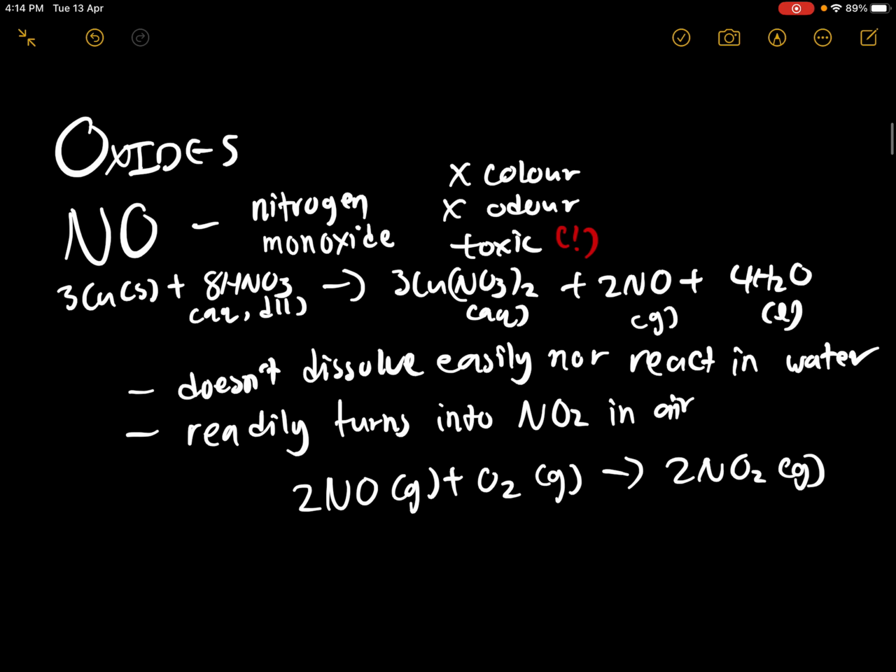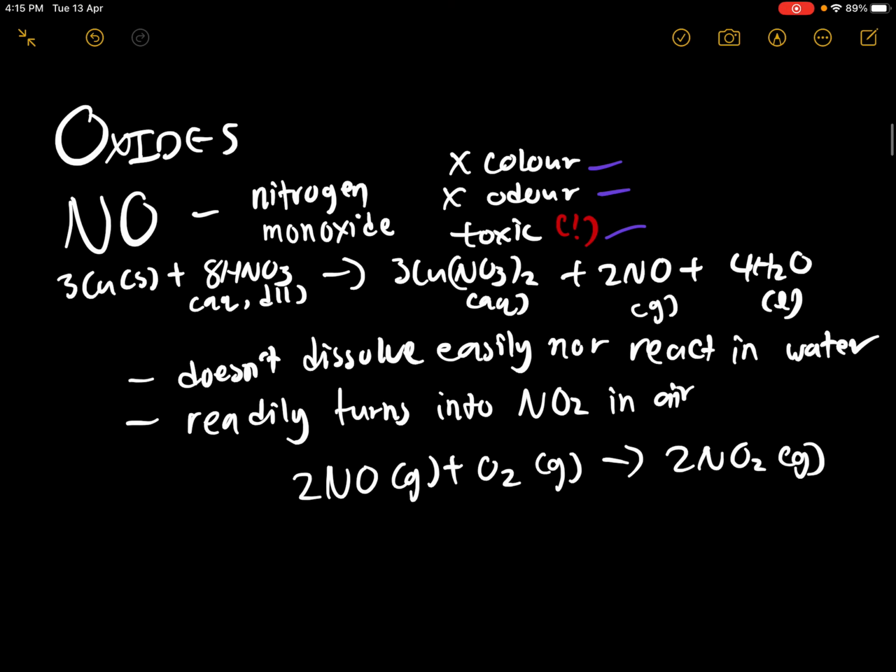Now, the types of nitrogen oxides. The first one is nitrogen monoxide. Nitrogen monoxide has no color, colorless, odorless, and it is toxic. So be careful around it.